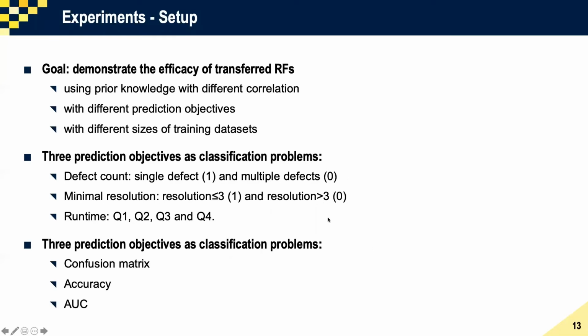The first 2 objectives are defined as 2-class classification problems. For defect count prediction, positive means single defect and negative means multiple defects. For resolution, positive means resolution is smaller than or equal to 3, and negative means otherwise. Runtime prediction is defined as a 4-class classification problem to predict the corresponding quantile that the runtime belongs to.